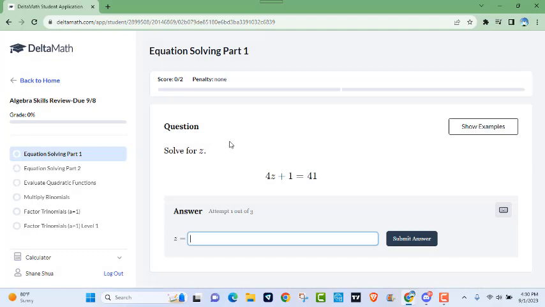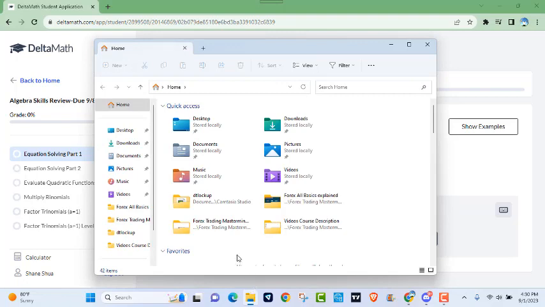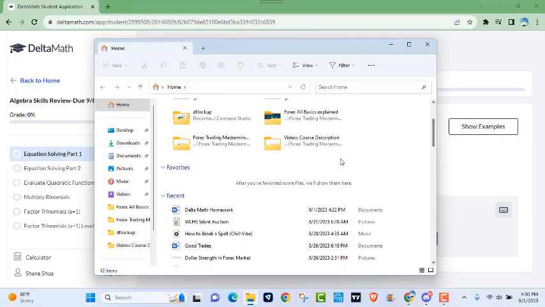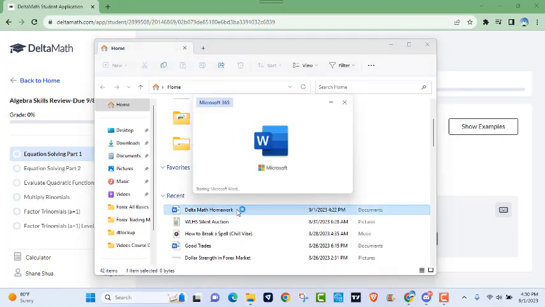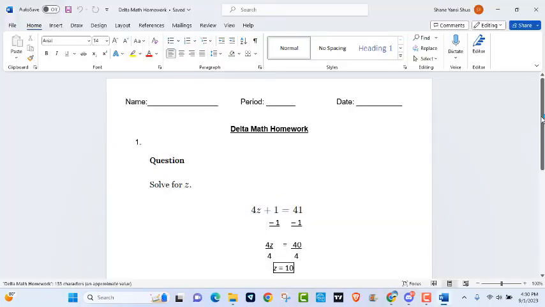Okay, let's look at our first question here. It says solve for z, and we have 4z plus 1 equals 41. Okay, and let's see what we want to do here. We want to go to our DeltaMath homework here, and let me show you the steps. So for question number 1, 4z plus 1 equals 41. Of course, to get rid of 1, remember, we want to have all of our constants, all of our numbers on one side, and all of our variables, our letters on one side, and we're solving for the variable.